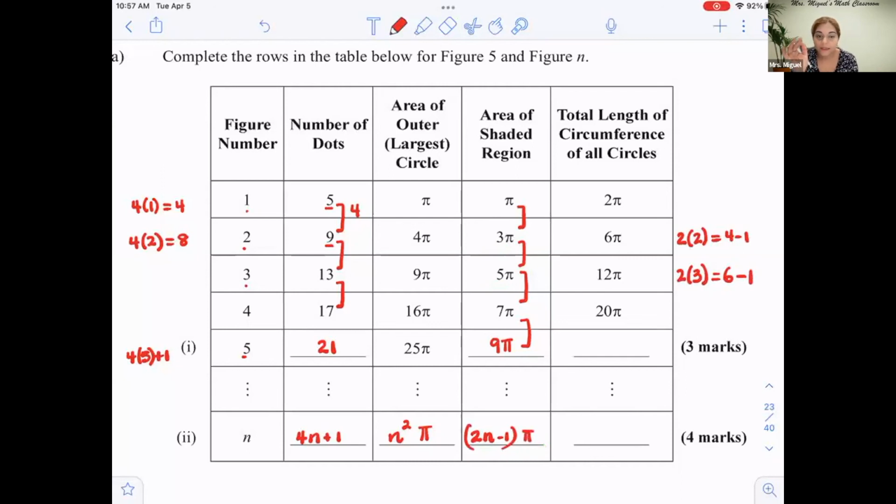Because from 4, I need to get 3 pi. And from 6, I need to get 5. So as I was saying a short while ago, not all the time in the formula you have to add. There may very well be an instance where the formula has some subtraction.